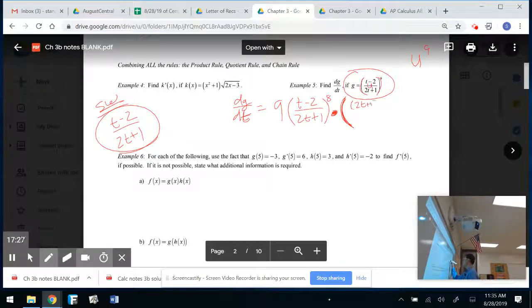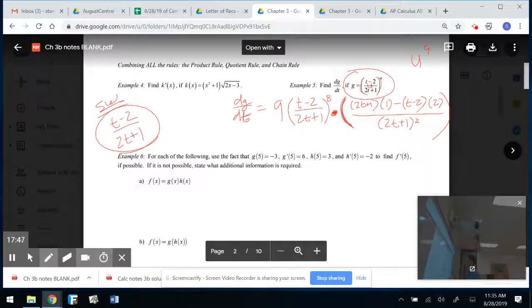2t plus 1, right? Times the derivative of the high, which is 1, minus the high, which is t minus 2, times the derivative of the low, which would be 2, all over low, which would be 2t plus 1 quantity squared. Oh, snap. How do I clean this bad boy up?